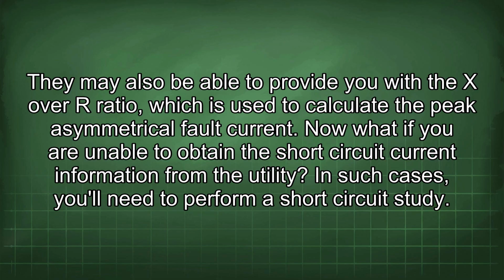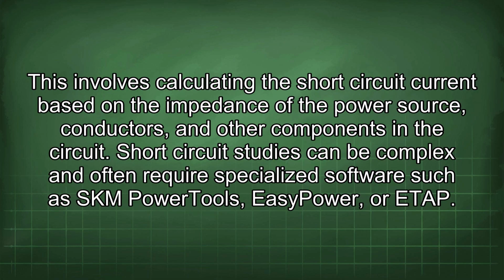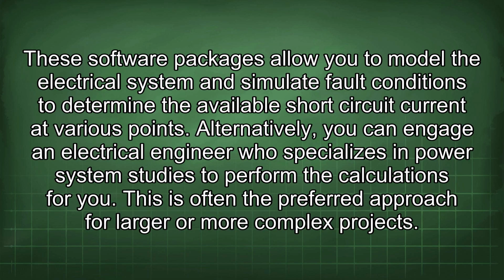Now, what if you are unable to obtain the short circuit current information from the utility? In such cases, you'll need to perform a short circuit study. This involves calculating the short circuit current based on the impedance of the power source, conductors, and other components in the circuit. Short circuit studies can be complex and often require specialized software such as SKM Power Tools, Easy Power, or ETAP. These software packages allow you to model the electrical system and simulate fault conditions to determine the available short circuit current at various points.